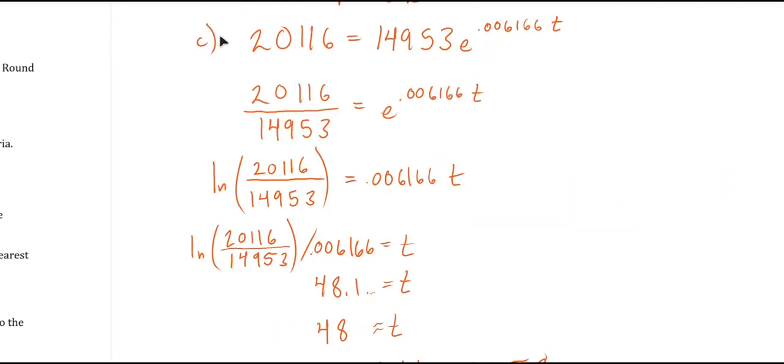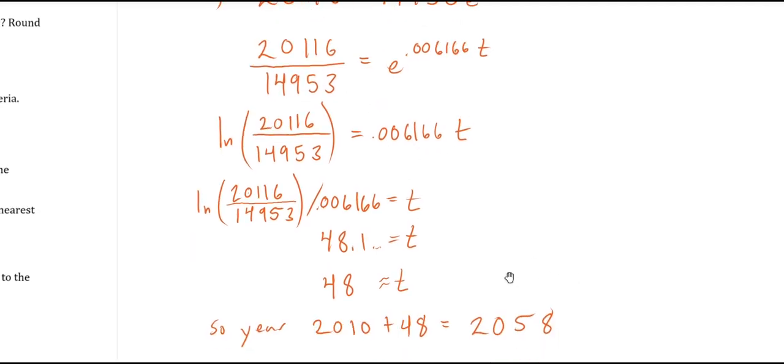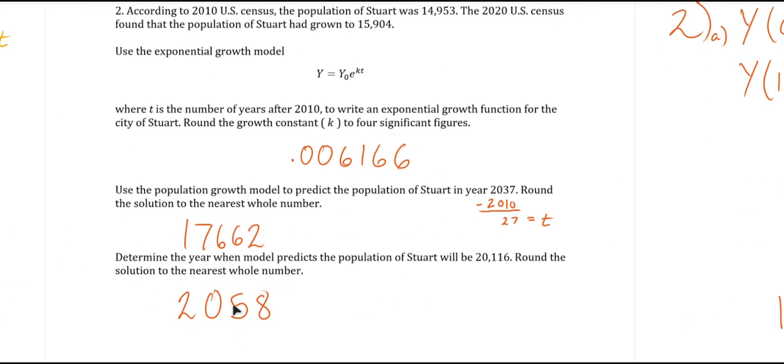The next question asks when the population will be 20,116. Divide over our coefficient, take the ln of both sides, divide off the rate constant, and we get t. This gives us 48 years, so if t is the number of years after 2010, we just add 48 to 2010 to get 2058 for our answer for part C here.